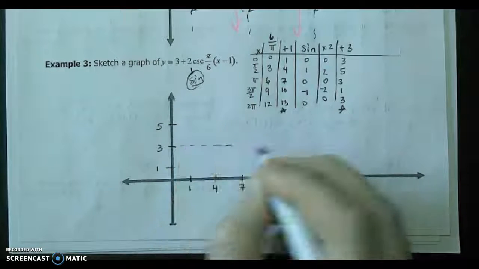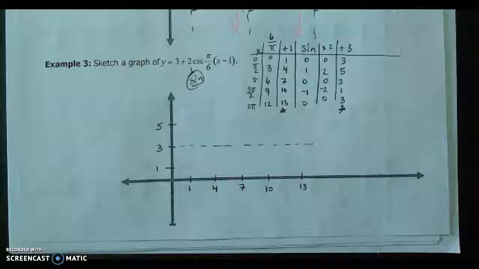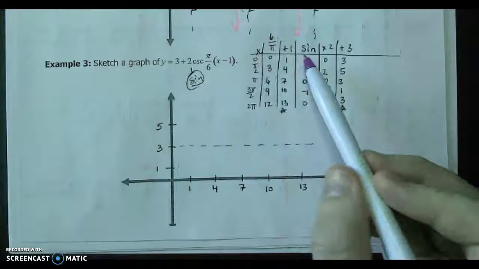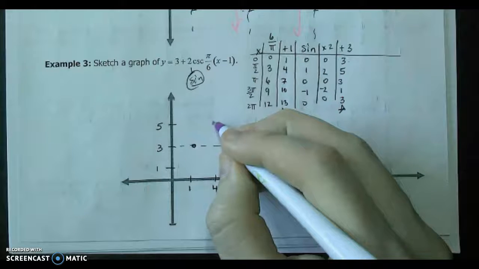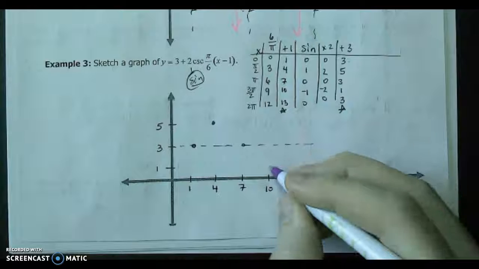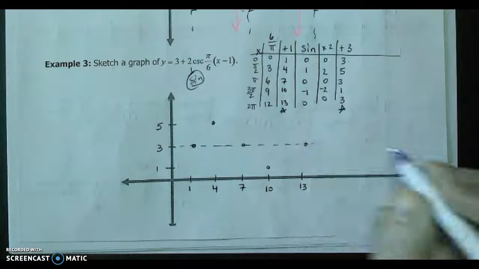We put our sinusoidal axis at 3 because it's the middle y value. And then we graph this sine wave. So at 1, we're at 3 in the middle. 4 is at 5, 7 is at 3, 10 is at 1, 13 is back at 3.